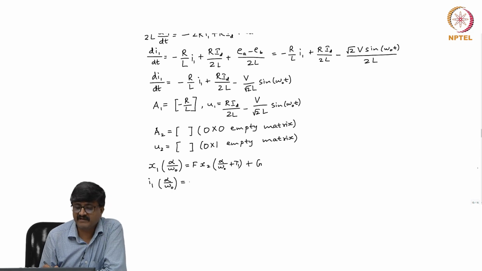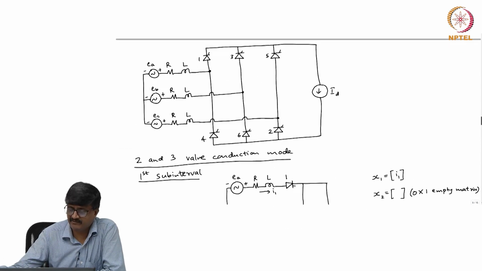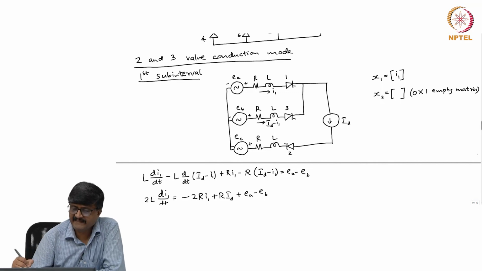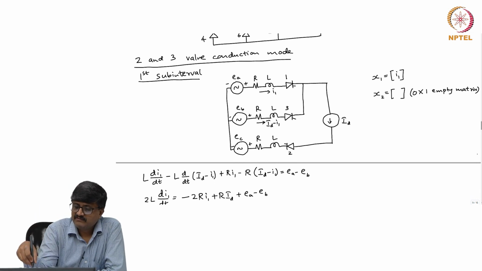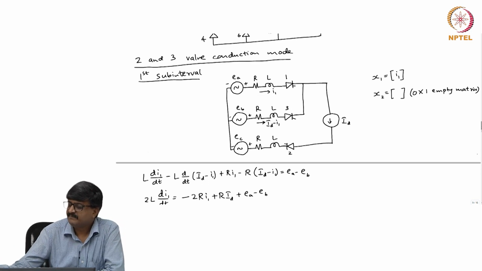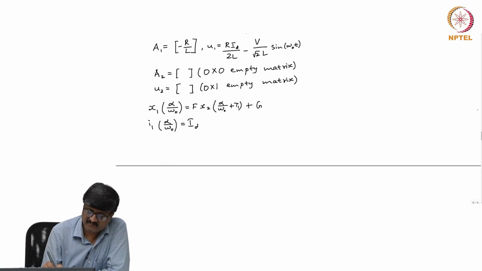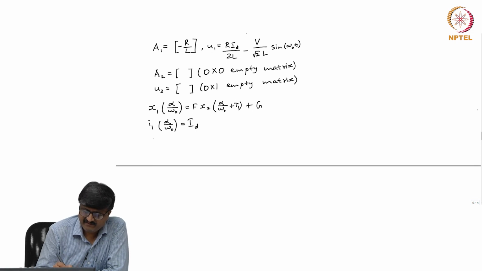So, what is I1 at alpha by omega_o? So, I1 at alpha by omega_o from this circuit. So, valve 3 is turned on at the instant alpha by omega_o. So, till then valves 1 and 2 are conducting. So, the current through valve 1 at alpha by omega_o is nothing but Id. So, this is Id. And of course, x2 is empty. So, since x2 is empty, F is an empty matrix. So, the size of F is 1 cross 0.